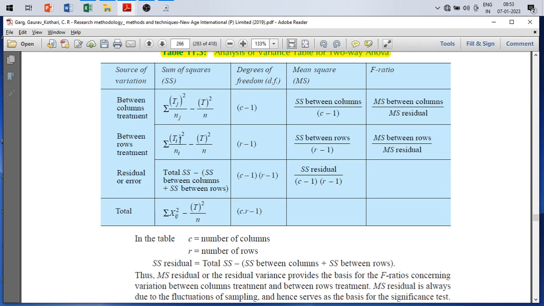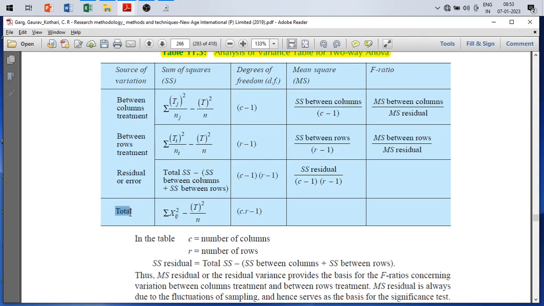Okay, minus this correction factor, and the degree of freedom will be r minus 1, the number of rows minus 1. For the mean square, we just divide this with this, so you get this mean square. Okay, so these are two sources of variation.